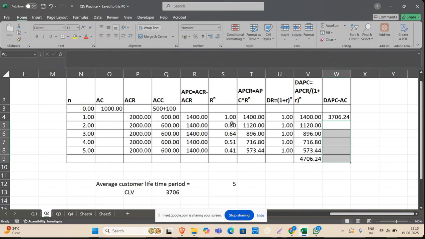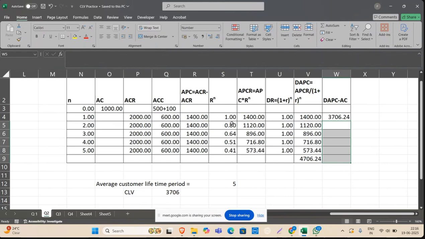So the discount rate is not mentioned here, so you will assume one for each year. And then DAPC, 1,400 divided by 1. Since the discount rate is one, there will be no difference when you divide. The discount rate is 1 plus r to the power n, but here the discount rate is not mentioned in the second question, so you will assume 1 for each year.